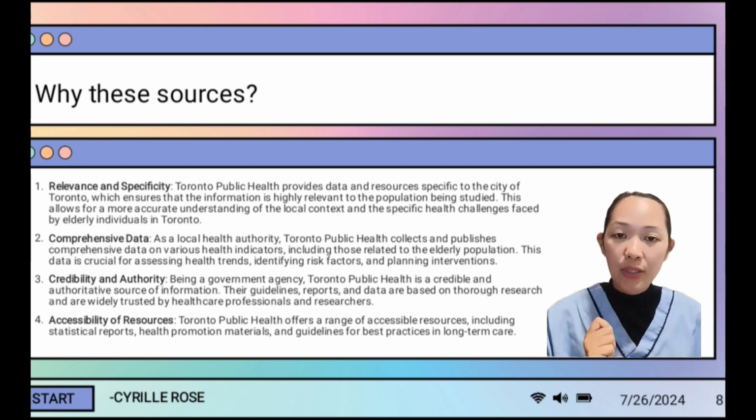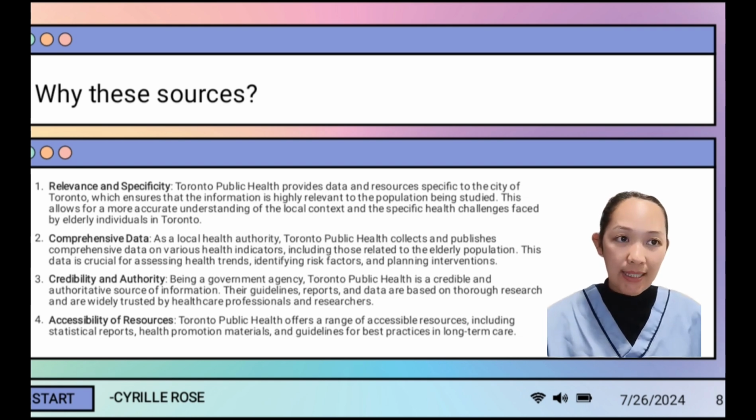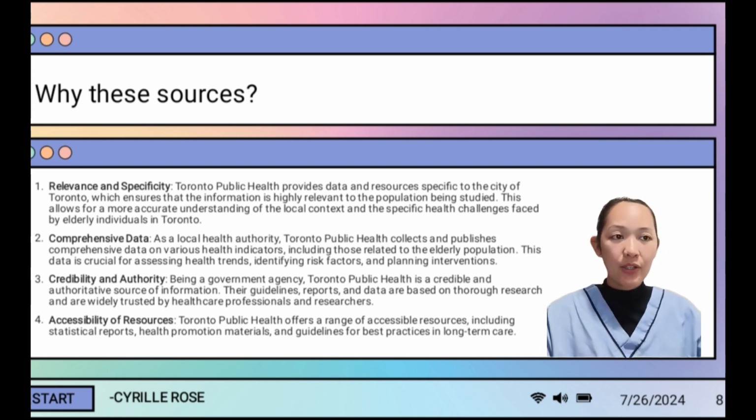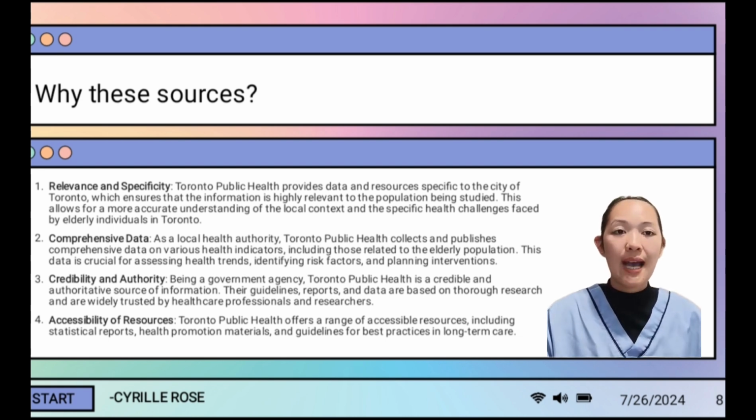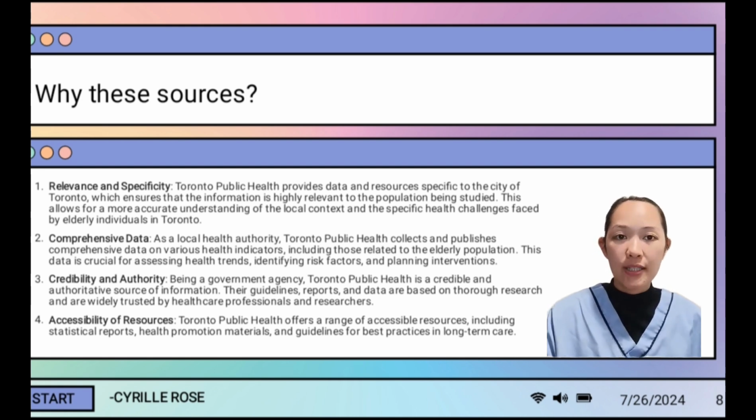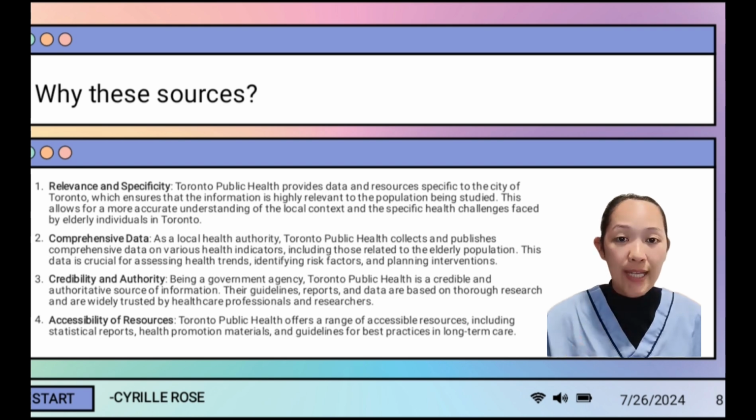First, relevance and specificity. Toronto Public Health provides data and resources specific to the City of Toronto, which ensures that the information is highly relevant to the population being studied. This allows for a more accurate understanding of the local context and the specific health challenges faced by elderly individuals in Toronto.